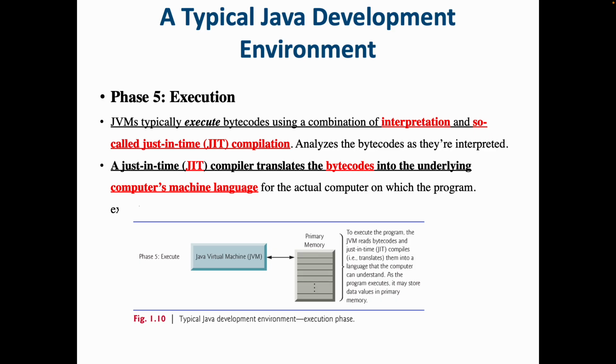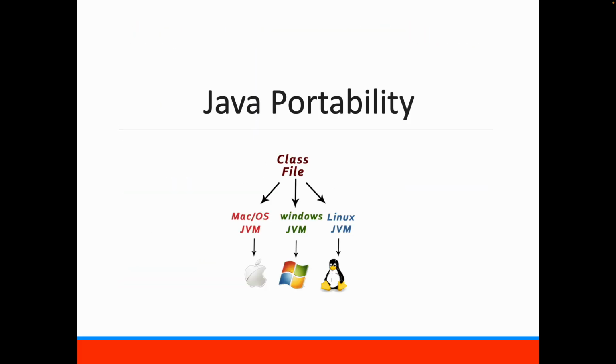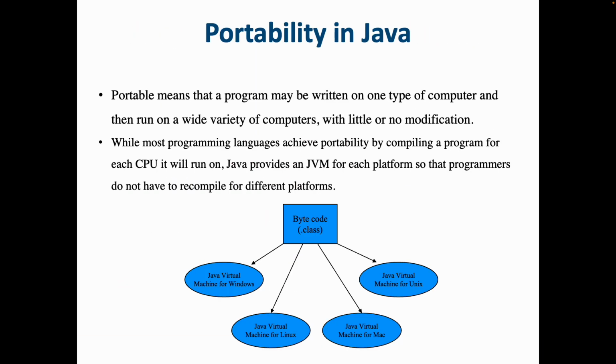What is happening here is that the bytecodes are then translated to the machine language of your computer so that it can run, whether it is Linux or Windows, whatever it is. So it is basically 5 steps. Using the text editor, you write your code, then the Java compiler reads it and compiles it and produces a .class file. And then it is interpreted by the Java virtual machine, and it creates the program execution. So these are the 5 steps of Java development. I think I already talked about it.